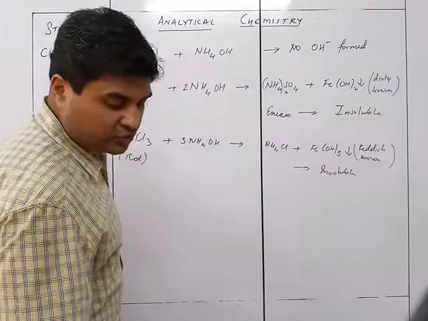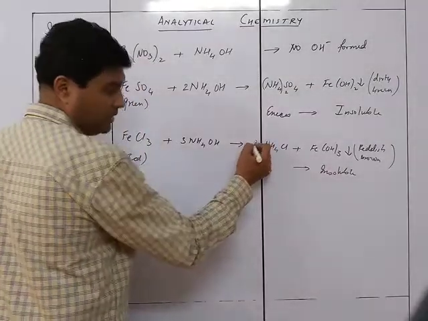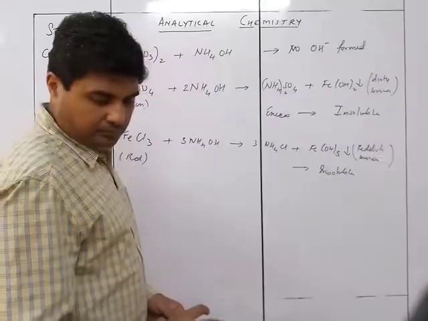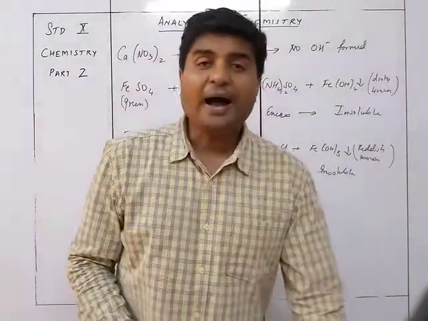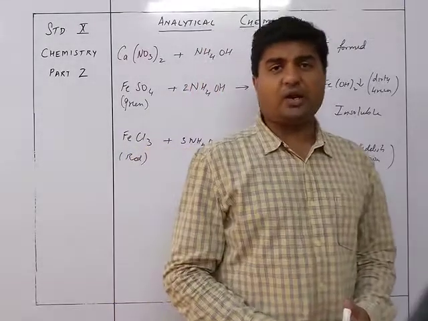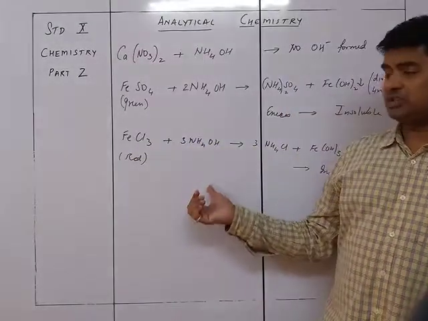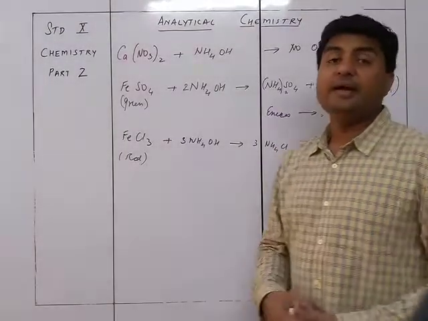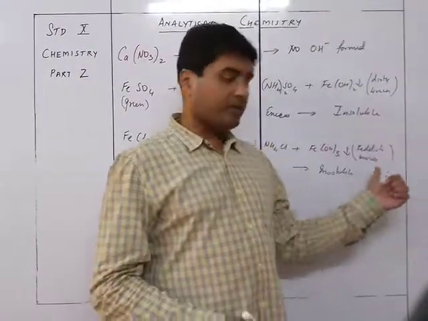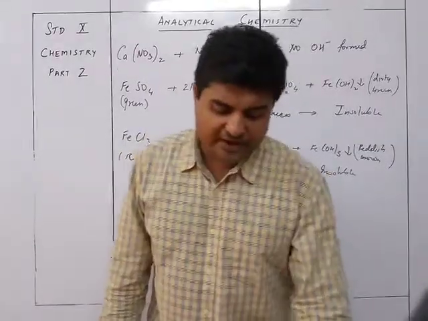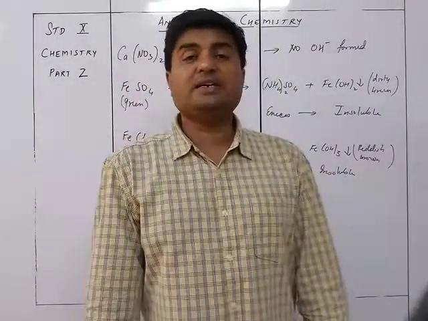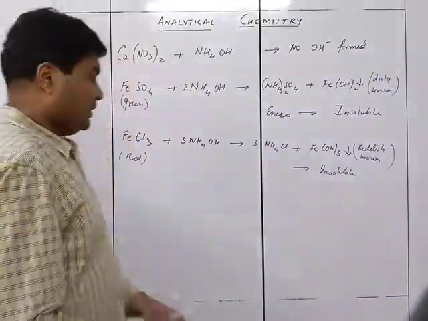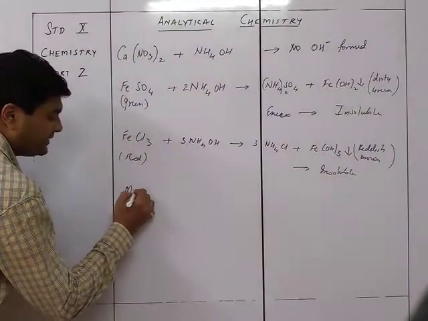The balancing goes this way: there are 3 over here and 3 over here, 3 NH4Cl, and yes, that's right. So ferric chloride, when it reacts with ammonium hydroxide, is going to give me ferric hydroxide. This ferric hydroxide so obtained is going to be reddish brown in color. So a precipitate of reddish brown color is going to be seen, which is again insoluble in excess of ammonium hydroxide.